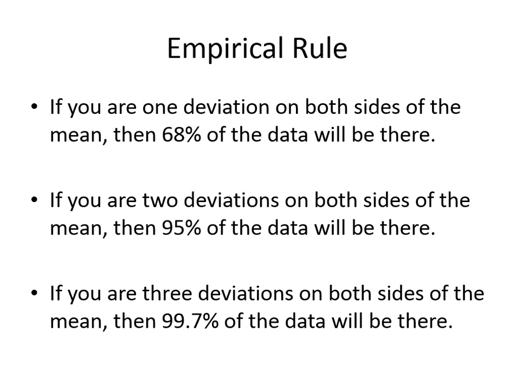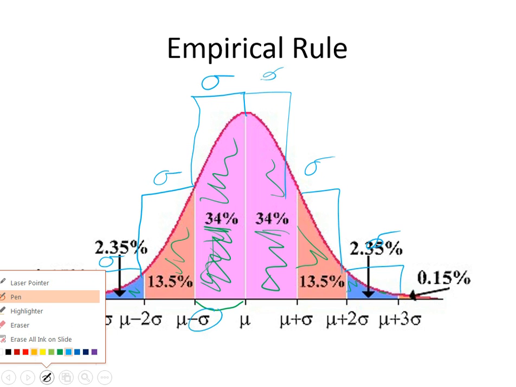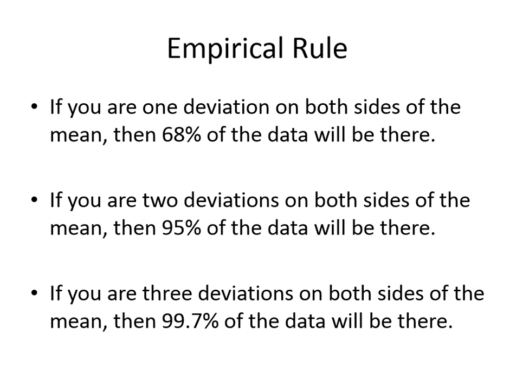Now, the empirical rule says that if you're one deviation from both sides of the mean, between here and here, so one deviation below and one deviation above the mean, you are going to include 68% of the data. Of all the data points, 68% should fall within one deviation above and below the mean.